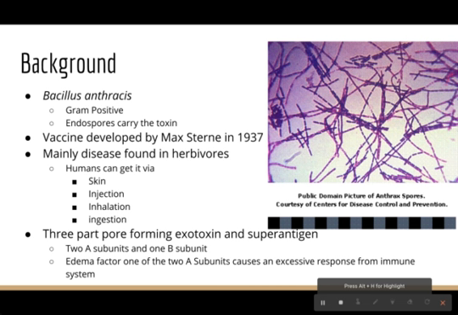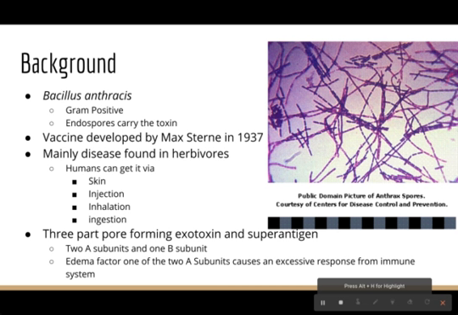There was a vaccine developed by Max Stern in 1937, but it is mainly a disease found in herbivores, such as livestock and cattle and pigs and sheep. The way humans generally contract it is through interacting with an infected animal or infected animal product. And they get the endospores into their system through an open wound, some form of injection, inhaling the endospores, or ingesting contaminated or infected animal products such as food or beverage.